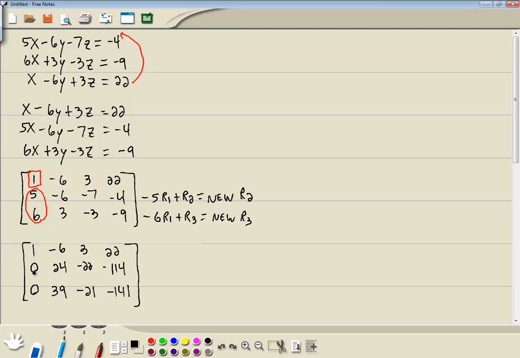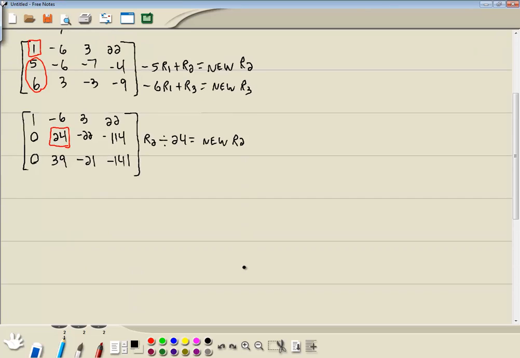Okay, so we got our 1 here, zeros below it. Well, next thing we want to do is get a 1 here. The best way to get a 1 here will always be to divide everything in this row by that number. So we're going to take row 2 and divide it by 24, and that's going to give us our new row 2. Okay, so we got 1, -6, 3, 22. 0 divided by 24 is 0. 24 divided by 24 is 1.